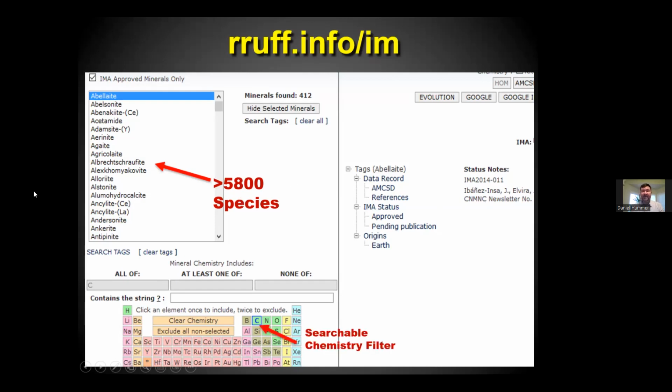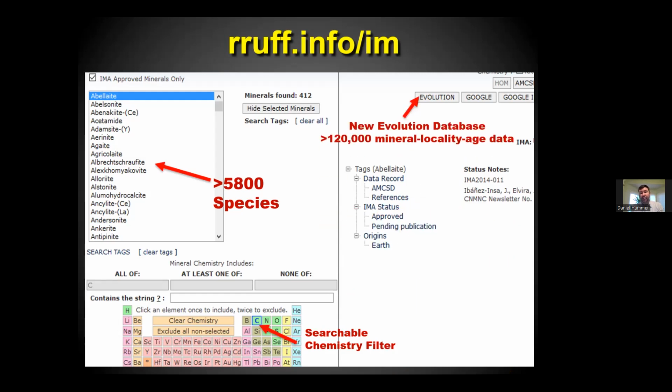Another really useful feature is that you can search by chemistry. So if you're looking for minerals that contain a particular element or a particular combination of elements, you can click those buttons down here on this periodic table, and it will automatically filter the list just in a couple of seconds. You can do this online over the internet, and it will narrow it down to all of the mineral species that have that particular chemistry.